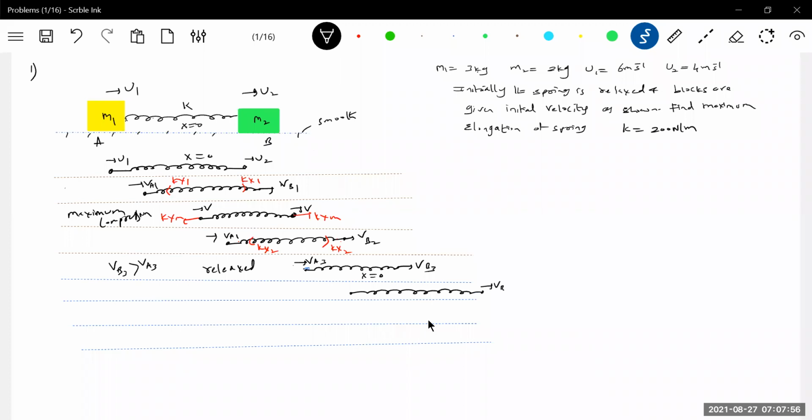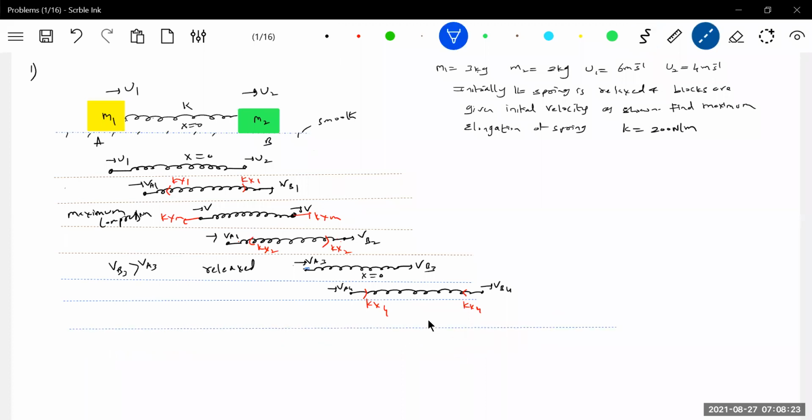After this, the spring will start elongating. So during elongation we have VB4 and VA4, and the spring force will act in this direction, Kx4. A student has to understand this sequence. Now maximum elongation will occur. Again, at maximum elongation, I'm showing the maximum, this is the elongation, and this is the compression.